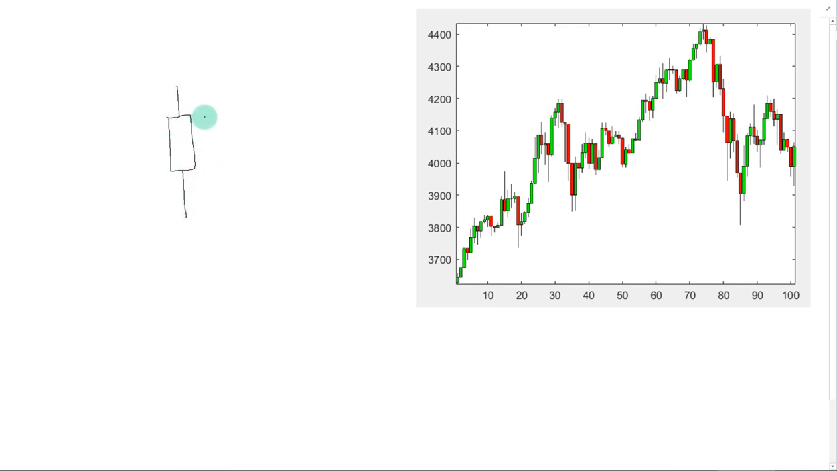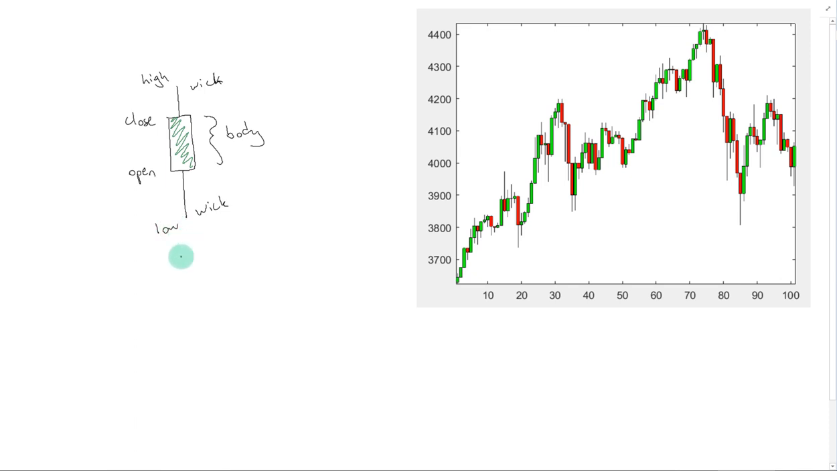where it has a body and wicks. The body indicates where the open and the close price were for the duration of time, and the wicks show where the high and the low were. If the body is shaded in green, like I'm doing right here, that indicates that the price opened at a lower price than it closed at, and the wicks will always indicate where the high price and the low price were during the period of time.